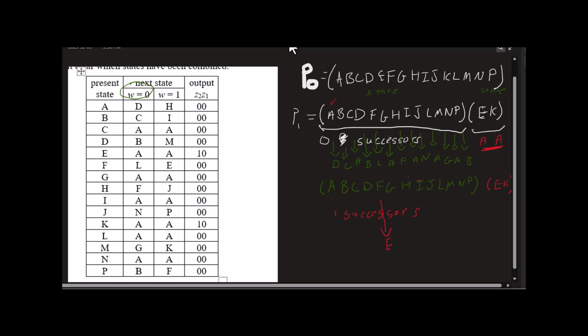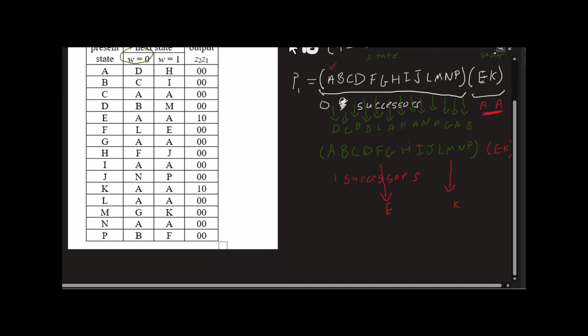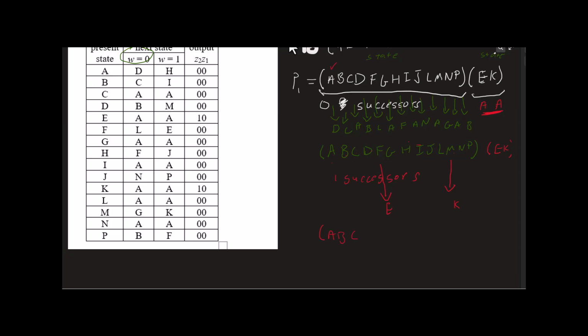And then G goes to A, H goes to J, I goes to A, J goes to P, L goes to A, M goes to K, N goes to A, and P goes to F. So that means I need to break this up into A, B, C, D, G, H, I, J, L, N, P, and I need to put E and K together.